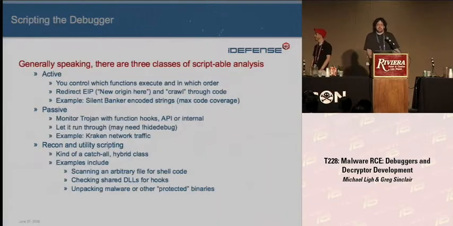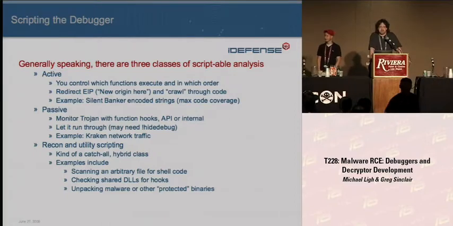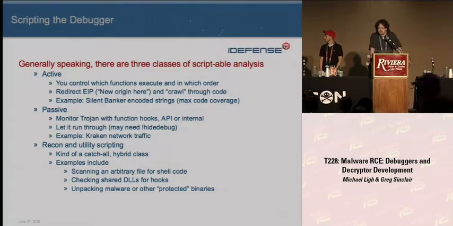All right, so there are 3 basic classes that we came up with when it comes to doing scriptable analysis. The first one is what we call active. This is where you're not letting the malcode really do its job. You're not letting it run natively. You find the functions that do the encryption, decryption, and you attach to that. You only run that function to recover what you need.